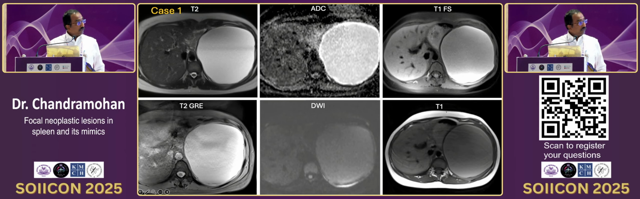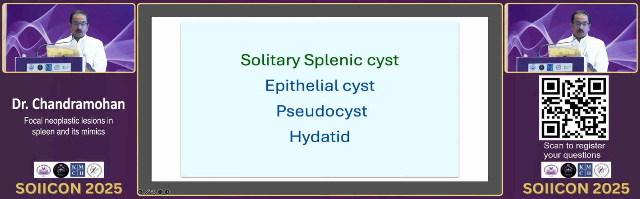Now we have done an MRI for the same patient where it is T2 hyperintense. There is no diffusion restriction. It is hyperintense in both plain T1 as well as in fat sat T1. There is no hemorrhage fluid level in gradient echo sequence. So whenever we encounter a cystic lesion in the spleen, we should think in terms of three cysts basically: epithelial cyst, pseudocyst, and hydatid cyst.